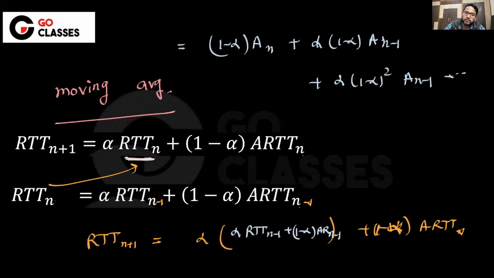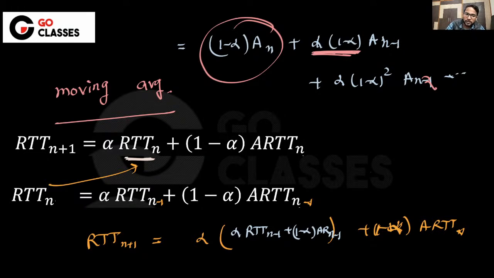So if you keep on doing it, you are giving more importance to the newer terms, and since (1 minus alpha) is less than 1, when you multiply it, the weight becomes even lesser. So you are giving more importance to the new samples. I'm not giving importance to the previous samples, whatever latest happened, I'm giving more importance to that. That is called moving average. Okay, so that's how we calculate.